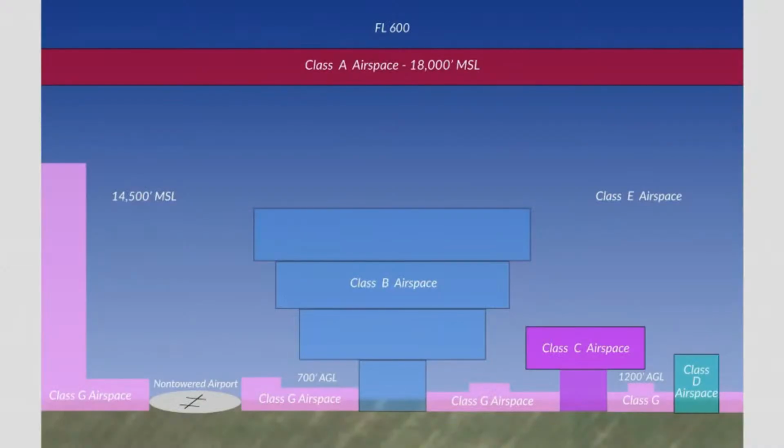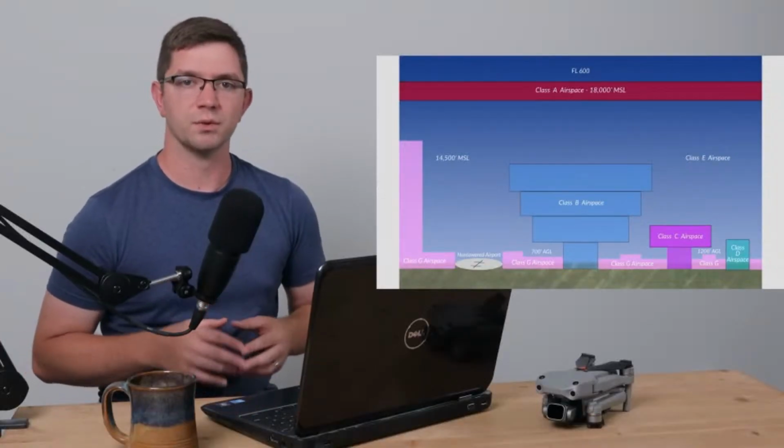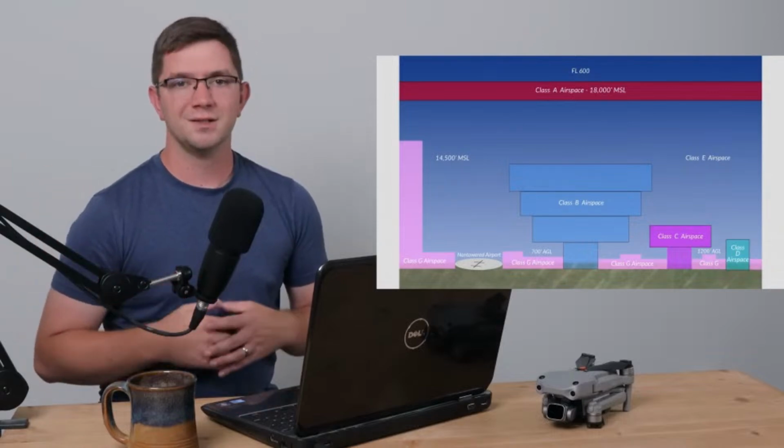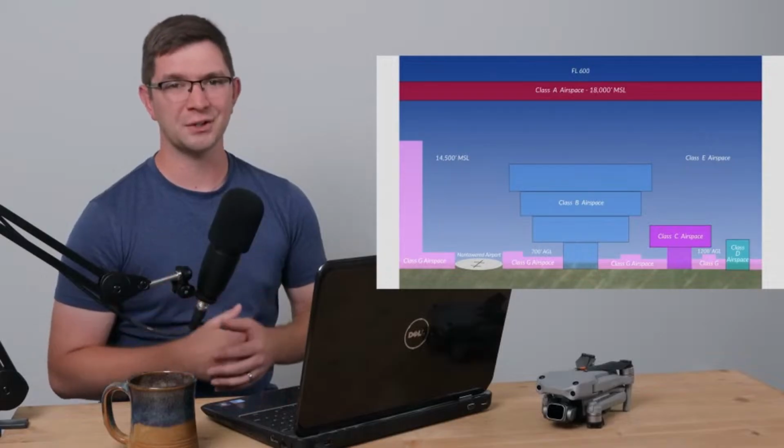Now, on the far left of this chart that you're seeing right here for Class Golf, that goes as high as 14,500 feet. You'll see airspace like this mainly out in Alaska or other western parts of the US. But what you really need to know for the exam is that Class G will be from the surface to 700 feet or 1200 feet, depending on what class of controlled airspace is overlapping you.